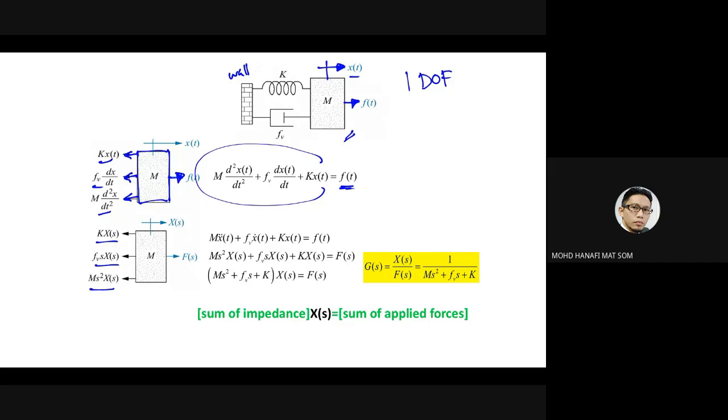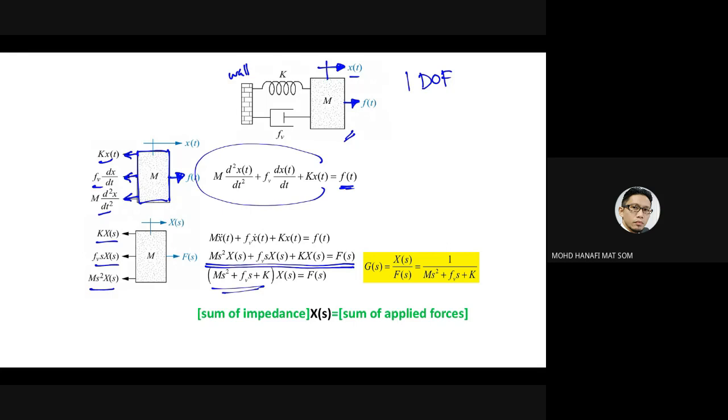So we put it together, and then we transform from the time domain to the S domain. So we have this term. Okay, we have this term, and since it only has one translational move in the x direction, we can lump together this component: Ms squared plus fvs plus K of Xs equals Fs.